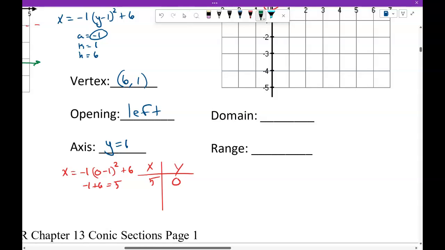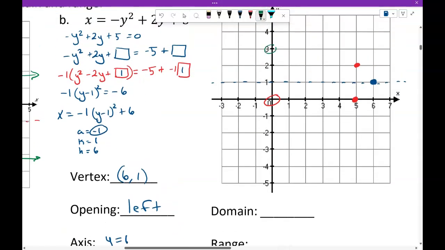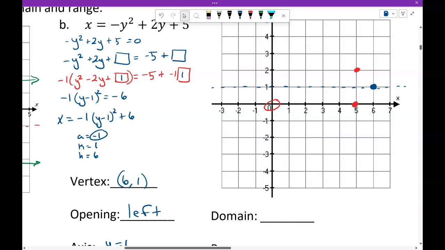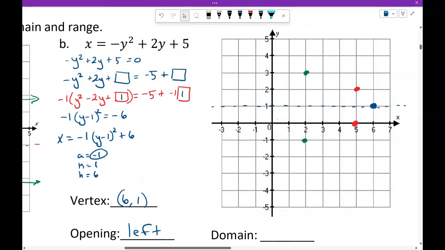And then let's go ahead and do a y value of, let's say, 3. So x equals negative 1, 3 minus 1 squared plus 6. You get negative 4 plus 6 equals 2. So we have the point 2, 3. And then using symmetry, we get the point 2, negative 1. And then all we have to do is smoothly connect our dots. And we have our parabola.